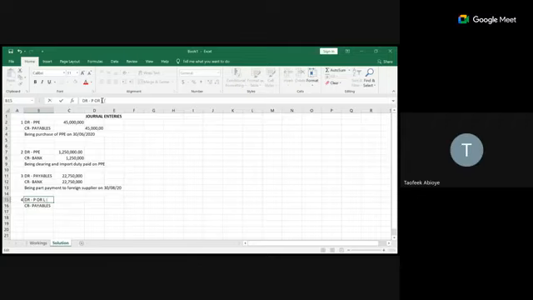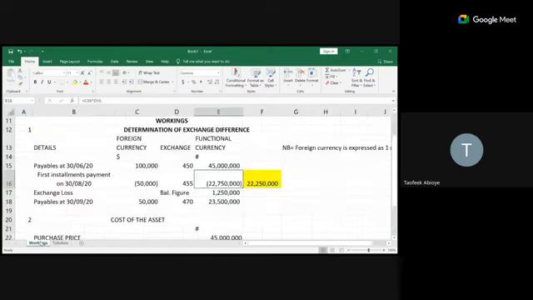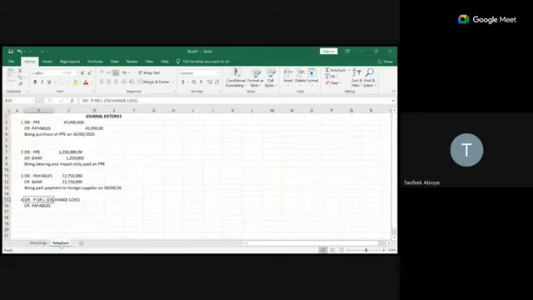That is exchange loss. We debit our P or L account. Then we credit our payables because we paid more. Instead of us to pay 22 million, we now pay 23 million. So it will increase our payables, so we will credit our payables, which will increase our payables.